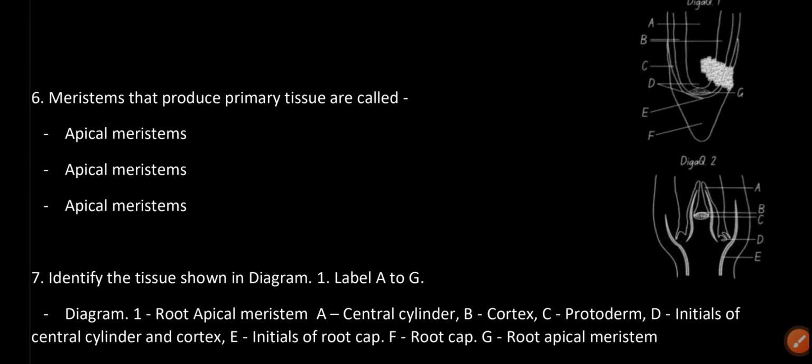Diagram 1 is root apical meristem. A is central cylinder, B cortex, C protoderm, D initials of central cylinder and cortex, E initials of root cap, F root cap, and G root apical meristem.